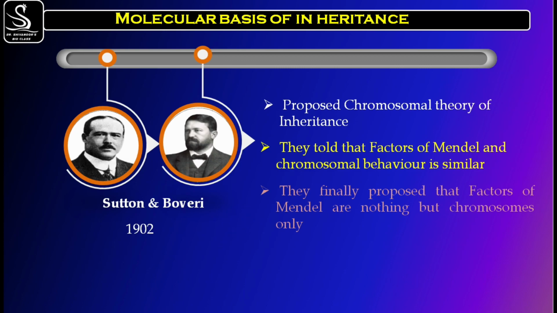These scientists told that factors are there. Of course, we know today more than Sutton and Boveri actually. But during that time, in the 1900s, microscopes were not so evolved. They did not have well advanced equipment to study the DNA. That's why they concluded that whatever Mendel's factors are, they were nothing but the chromosomes only.